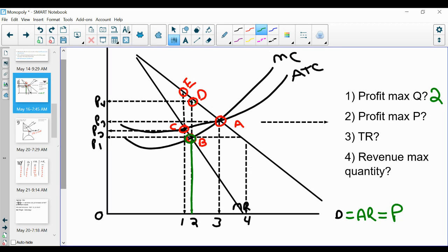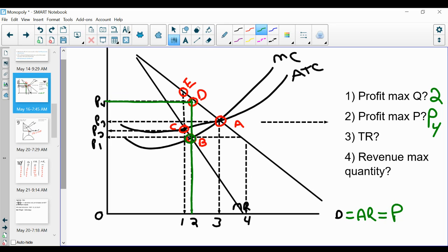Okay, so next, what's my profit maximizing price? Well, if this was perfect competition, I would simply, from point B, follow it over and say P1. However, that is not the correct answer. This is a monopoly. So from point B, I need to follow it all the way up to demand, which is my price line. From there, now I need to follow it all the way over. So my answer for number 2 would be P4. If you got that, awesome job.